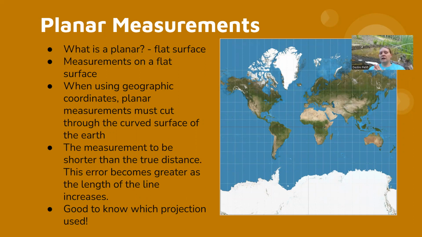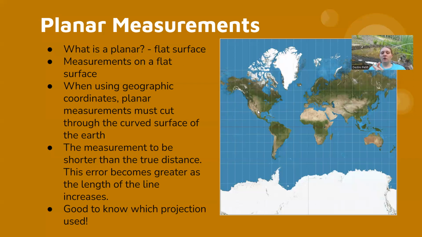So first, what is a planar? A planar is any flat surface that exists, right? So then planar measurements are measurements that occur on that flat surface, like you can see here in this Mercator projection map, right? So a planar measurement is a measurement on this flat surface projection of a map.